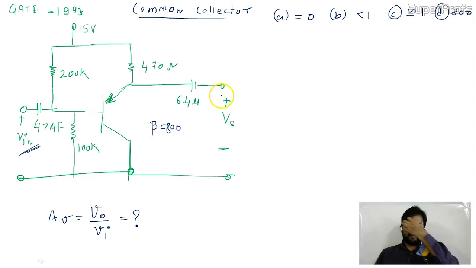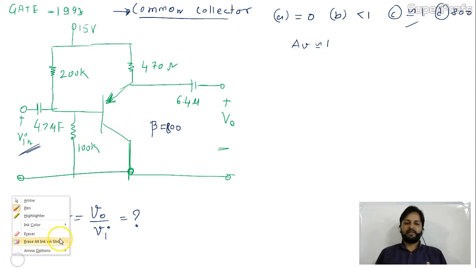So friends, if you get this type of question, you can get the answer without solving it. Which type of configuration is it? This is the common collector. If you remember, in common collector we have seen AV is nearly equal to 1. Is it okay or not? So directly I can give the answer: 1 is the answer. But this circuit I'll show by our small signal analysis method. Okay.